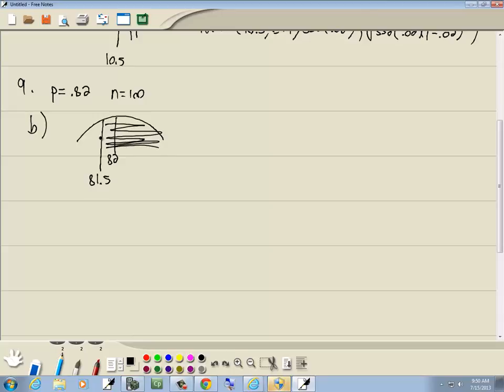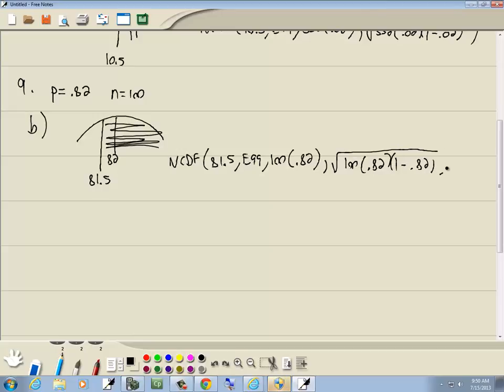Again, at least means you shade to the right. If our wording includes 82, our shading has to include 82. So then we'll have normal CDF, our low value, which is 81.5, comma our high value, which is E99, comma N times P, so we got 100 times 0.82, comma square root of N, 100 times P, which is 0.82, times 1 minus P. 1 minus 0.82. And that'll give us our answer.